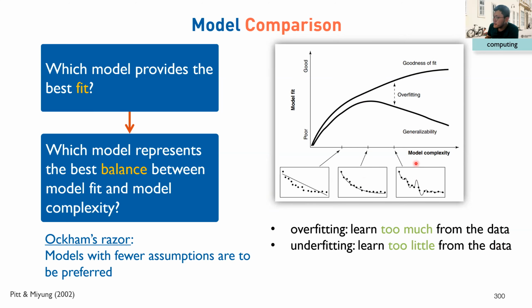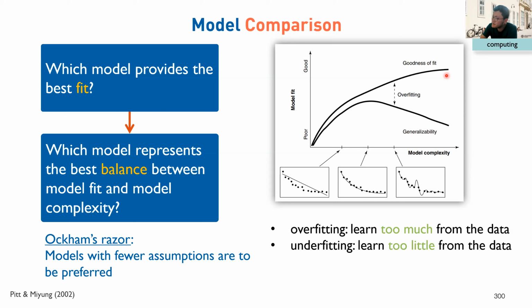Another way to illustrate is here. This is a famous graph. We have on the x-axis the model complexity, and on the y-axis the model fit. Model fit is like the average deviance between the dots and the curve on the previous graph. If you look at the line first, the model complexity can be more or less understood as the number of parameters. So as the number of parameters increases, the goodness of fit also increases.